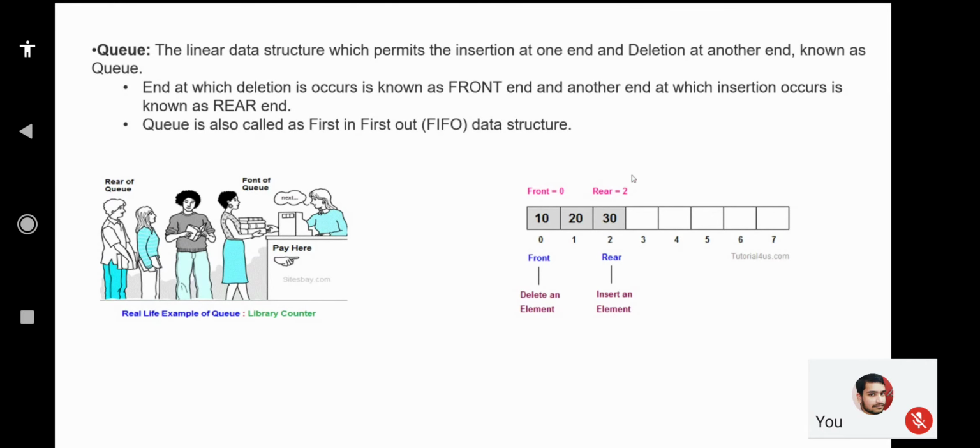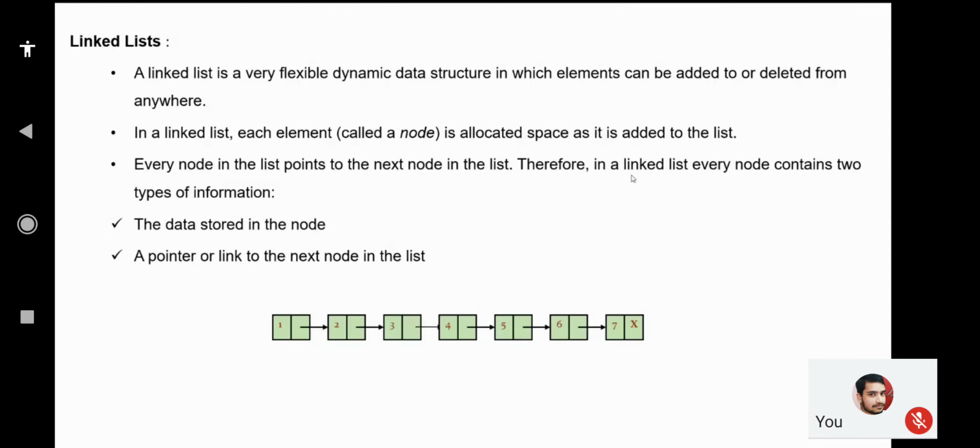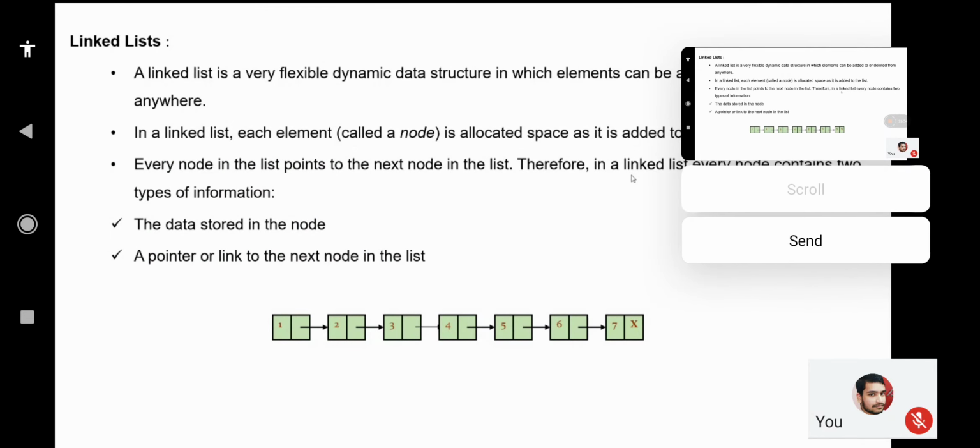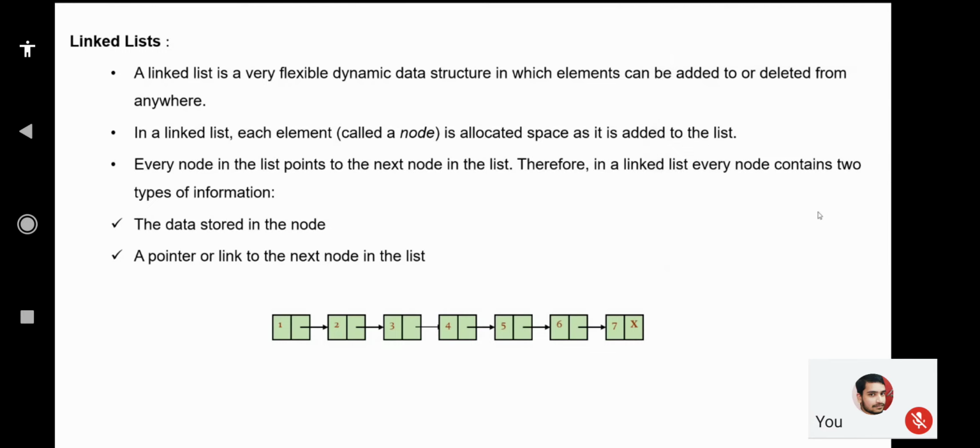Next, linked list. So what is a linked list? We know array. So what does an array look like? Some cells are there one by one, where we can store homogeneous data.